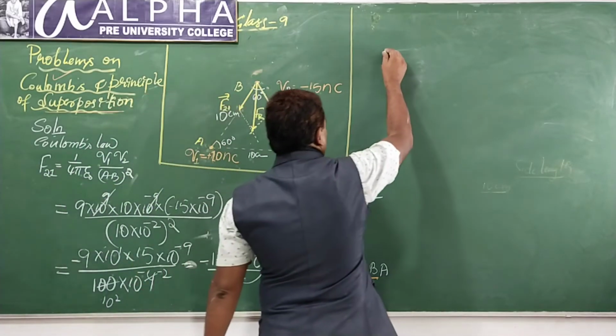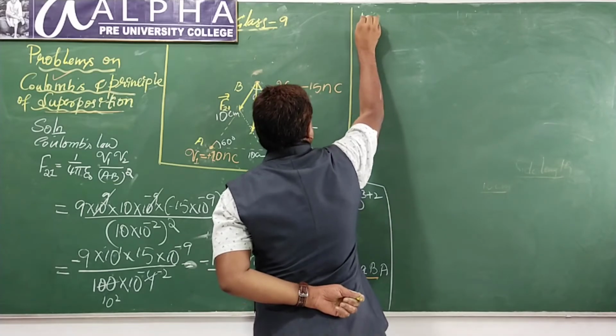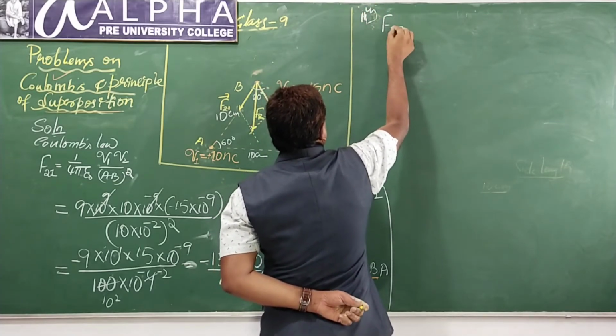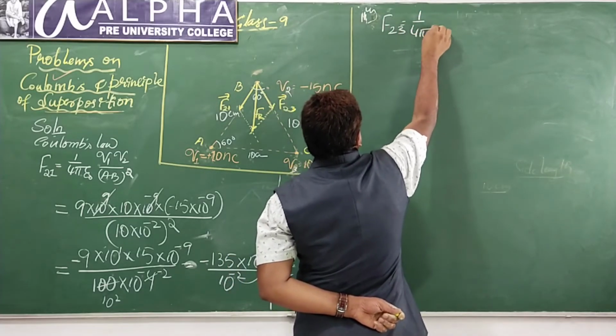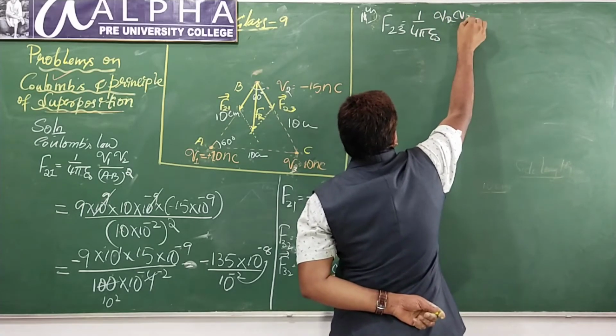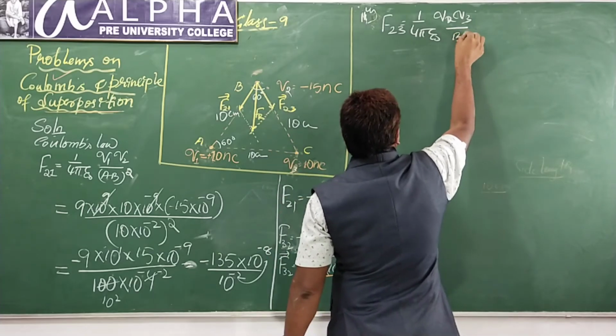Now, similarly, you find the second force. What is the second force? Second force, F on 2 by 3. What is Coulomb's law? 1 over 4 pi epsilon 0, Q1, Q2 divided by that distance. What is that distance? That is BC squared.